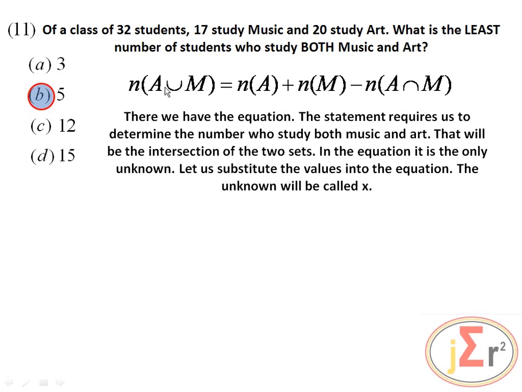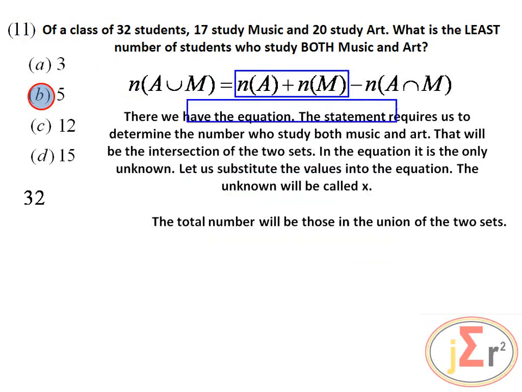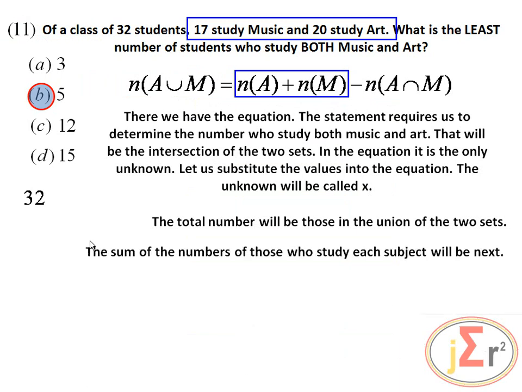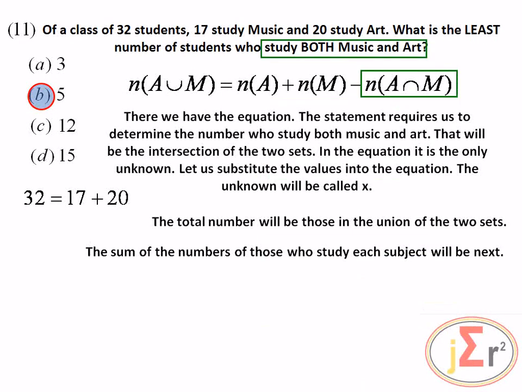Of course, we know of a class of 32 students, we know that that's the union of the two sets. The total number will be those in the union of the two sets. Then, easily, 17 study music and 20 study art. So, that is equal to 17 plus 20. And finally, the sum of the numbers of those who study each subject.